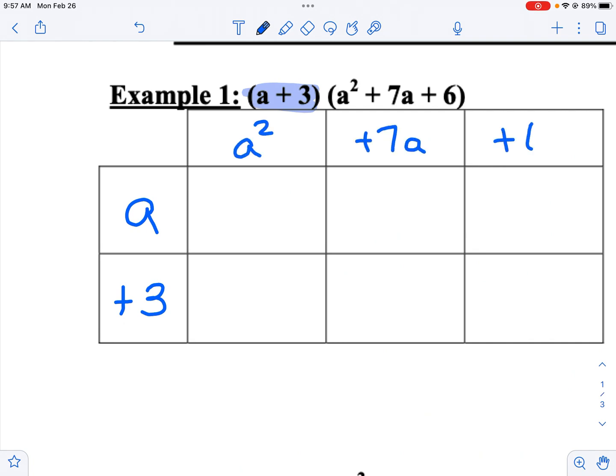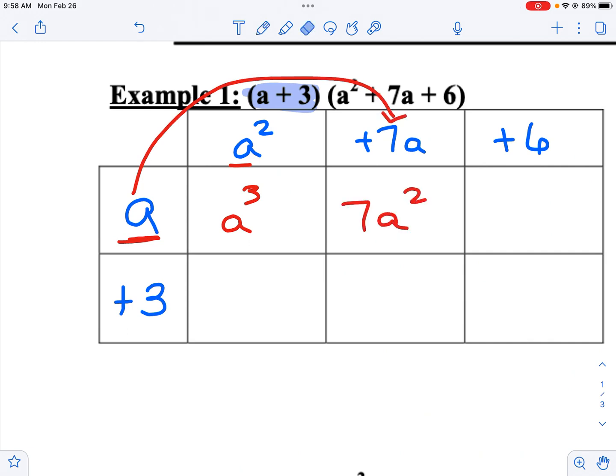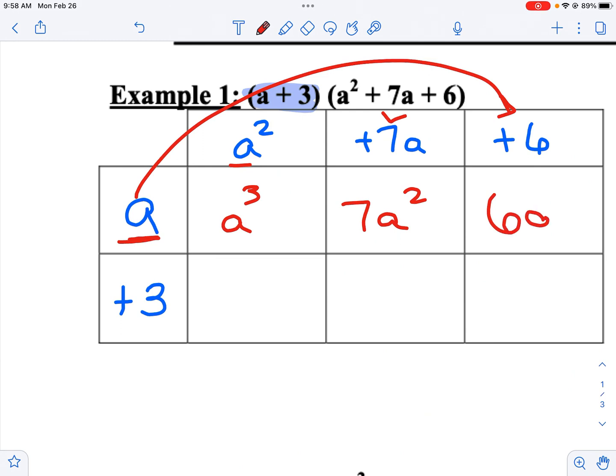And so I'm going to go ahead and put the pluses. I don't need them, but they don't hurt anything. So now we're going to go ahead and multiply. So we're going to multiply a times a squared and get a to the third power. I'm going to multiply this a right here times everything going across. So a times 7a would be 7a squared. And then we're going to multiply a times 6, which will give me 6a.